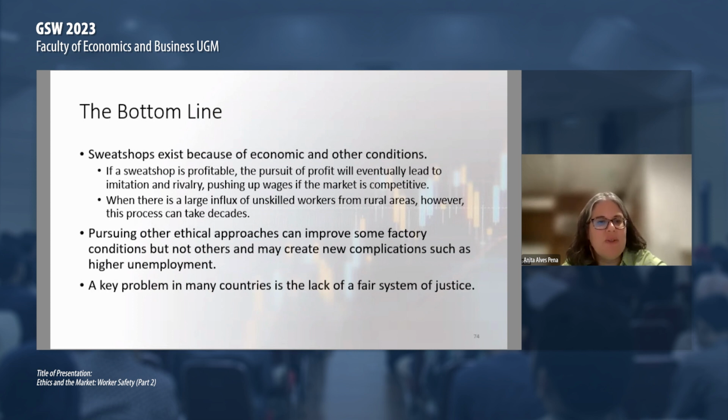So pursuing different ethical approaches can improve some factory conditions, but not others. It might create some complications. It might create things like higher unemployment. And a problem that we come back to is that in some places in the world, there's a lack of a justice system that's perhaps working in a way that we might feel is equitable. Right.